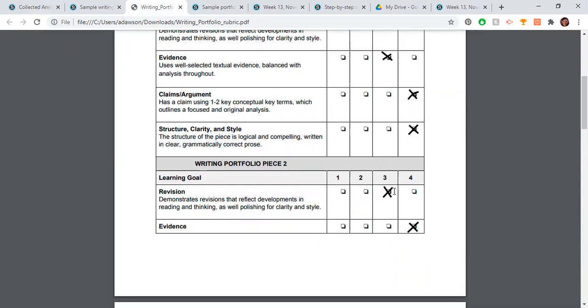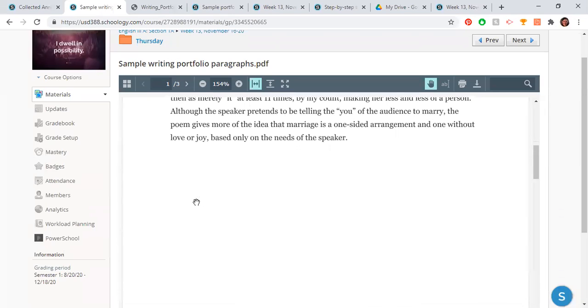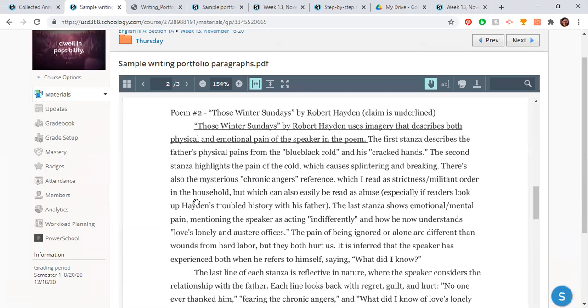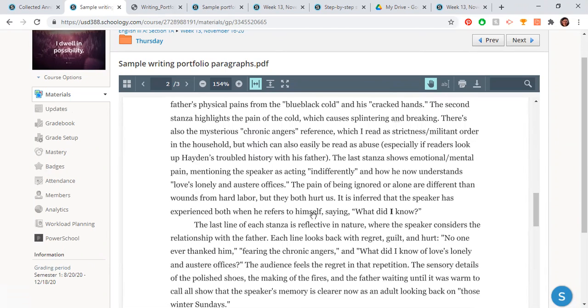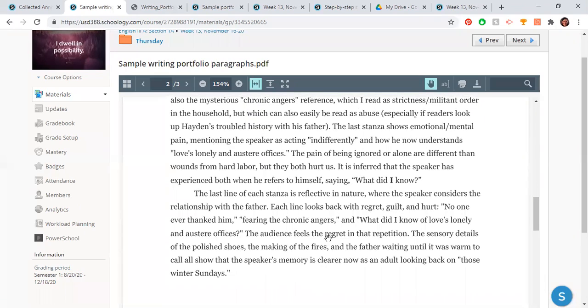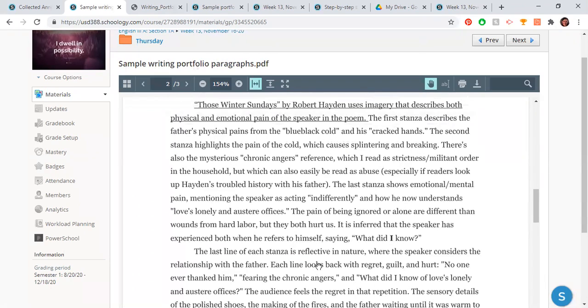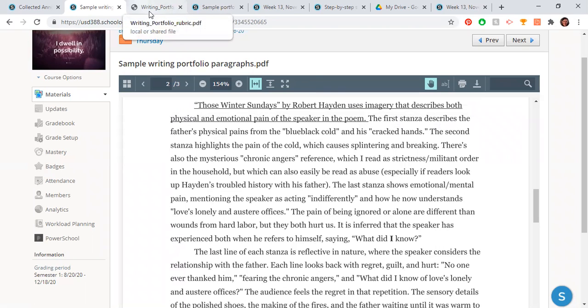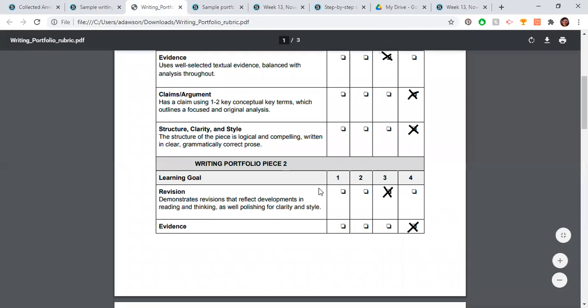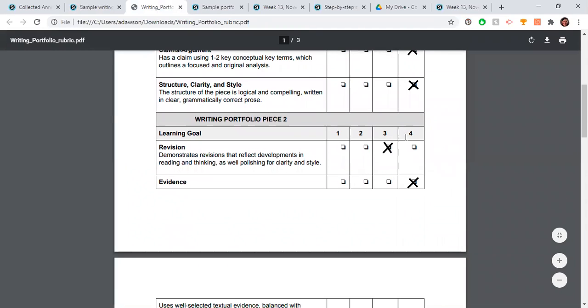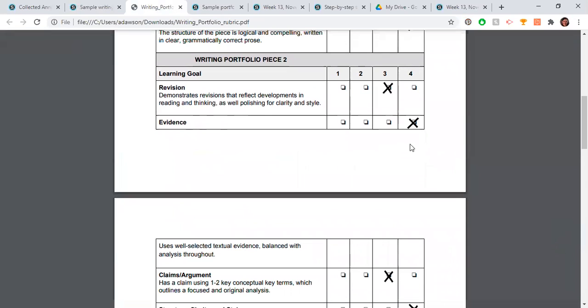So we look at piece 2, Those Winter Sundays. So that's this one. It says he uses imagery that describes both physical and emotional pain. You'll note that this one doesn't refer once to a line number. It just says the last stanza or whatever. So it's not always as specific, but there is always analysis afterwards. So in piece 2, this could have been revised further, right? To further polish the reading and thinking.